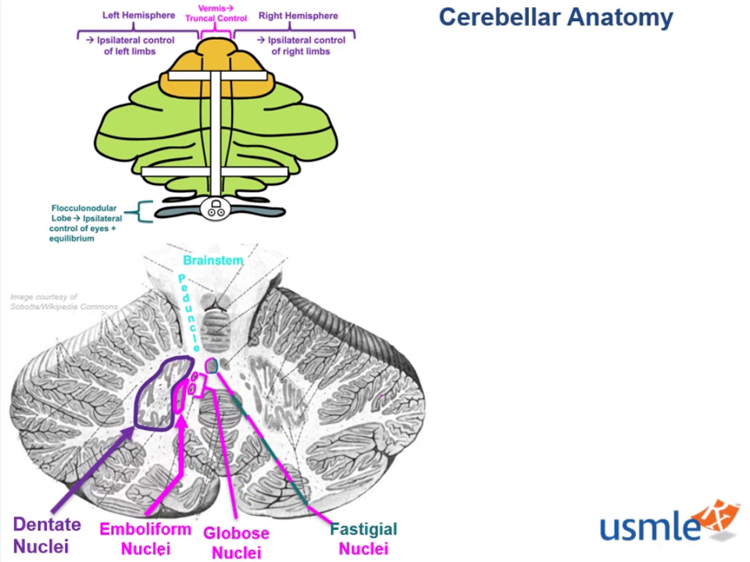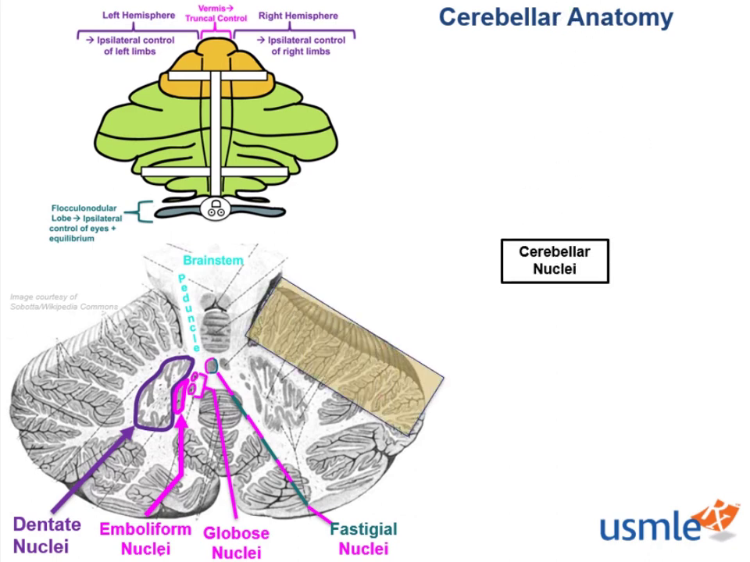It's critical to understand the cerebellar nuclei and their relationship to the overlying cortex, highlighted in yellow, that corresponds to the vermis, flocculonodular lobe, and hemispheres.